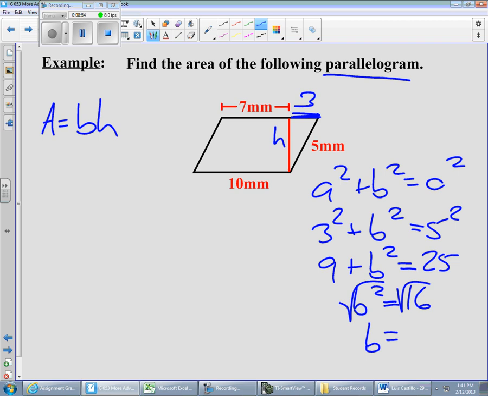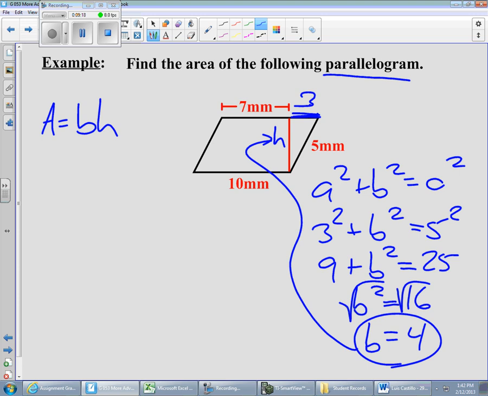16 is 2 times 2 times 2 times 2, 4 2's. So 2 of them are going to join together. That's a 2. The other 2 are going to join together. That's a 2. When they come out, you got 2 times 2. That's your 4. Is this a Pythagorean triple? Yes, it is. This is the most basic Pythagorean triple, the 3, 4, 5 right triangle.